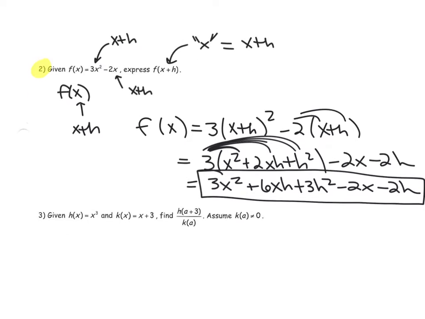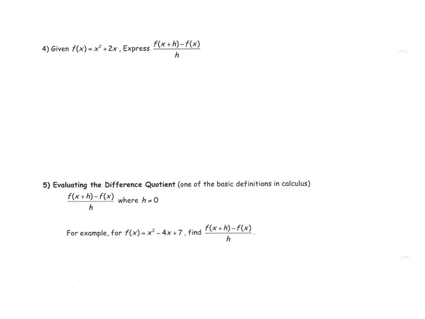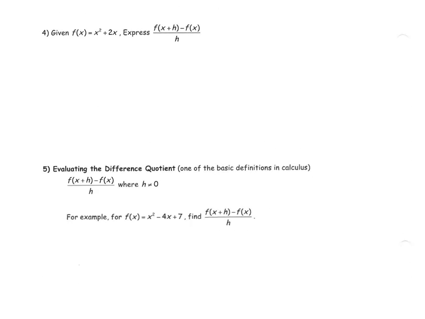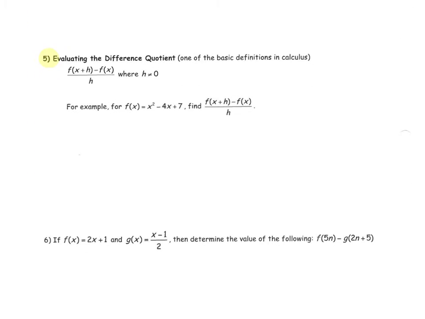Okay, so moving on, I'm just going to flip over to my next page. So I'm going to go to page 13. And we are going to do 5 together, but you're going to do 4 on your own. So we're going to do 5, and then after 5 has been done, you should try 4 on your own. So let's take a look at 5. 5 has evaluating the difference quotient. This is actually a very important definition in calculus, one of the most basic definitions in calculus.